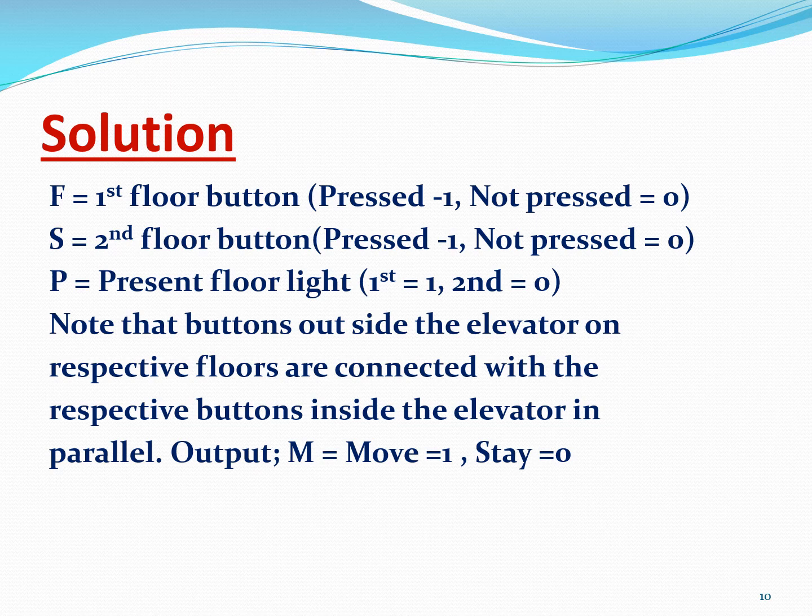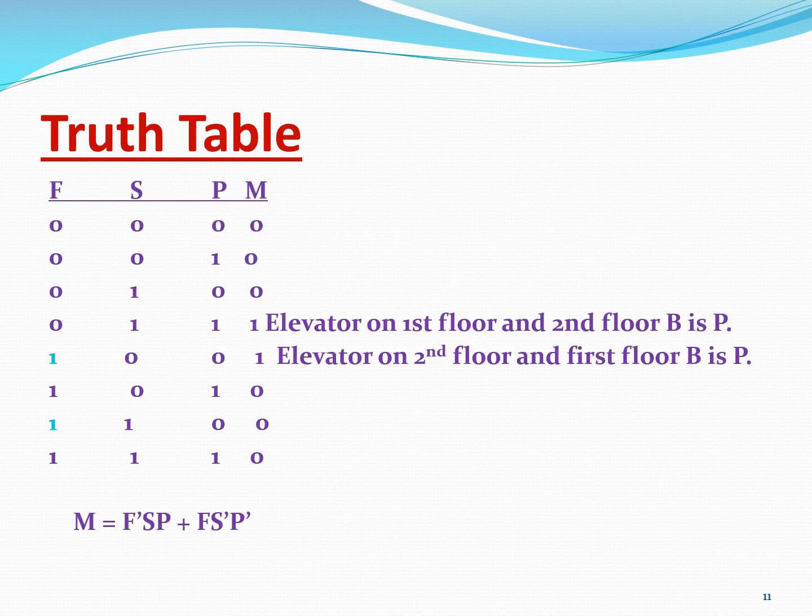Note that all these buttons outside the elevator on respective floors are connected with the respective buttons inside the elevator in parallel. Obviously, because people will be inside the elevator and outside the elevator also. So these buttons inside and outside are connected in parallel. Output M, when it is 1, means move, and when it is 0, means stay there. So let's see the truth table.